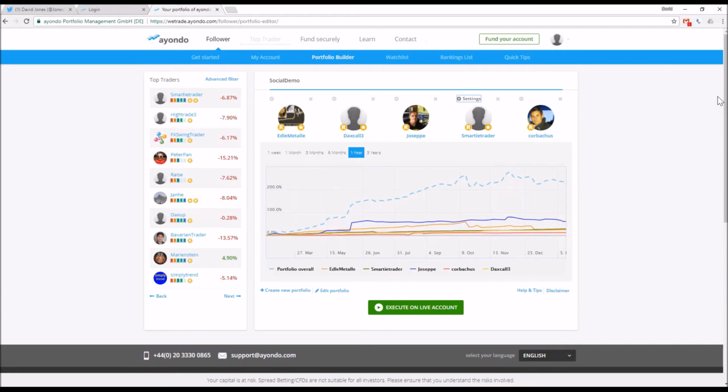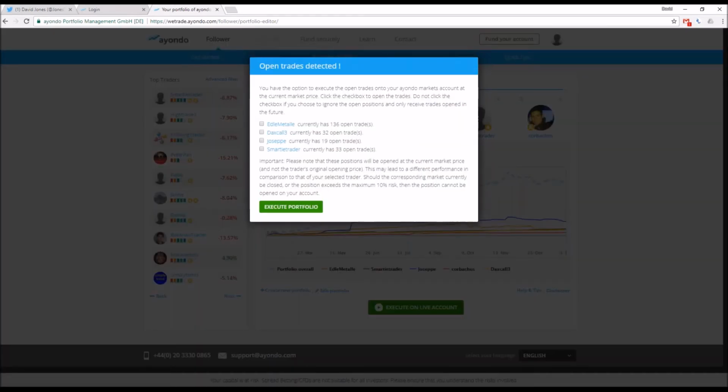But assuming I'm happy with that, I'm happy with the traders, I've got money in the account, I'm ready to go. So I click on execute on live accounts, and there's another little warning screen. So what this is telling me now, clearly these are active traders. So if they're active traders, they'll have trades that are open already. So they'll say, do you want to mirror the trades that these people have open?